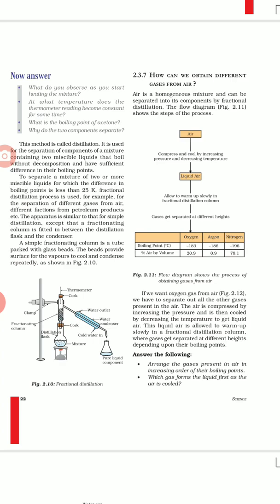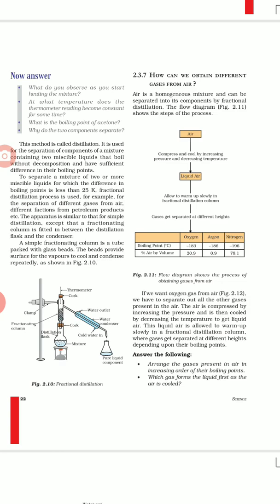Okay, the air is compressed. How is the air compressed? By increasing the pressure and then cooled by decreasing the temperature. This liquid air is allowed to warm up slowly. Okay, and depending upon their boiling points at different heights, you will find that the components of air get separated.